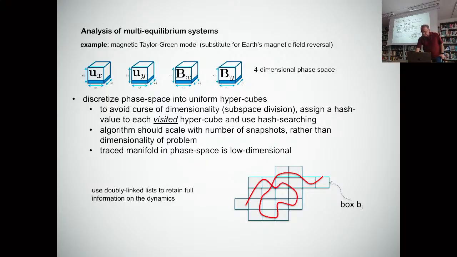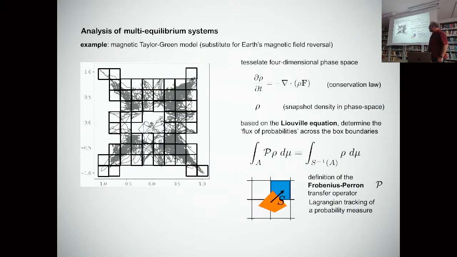Okay, so if you do all of that, this is a discretization now visualized in 2D. We have basically a placement of all the snapshots of our simulations in phase space. But that doesn't have any time information.